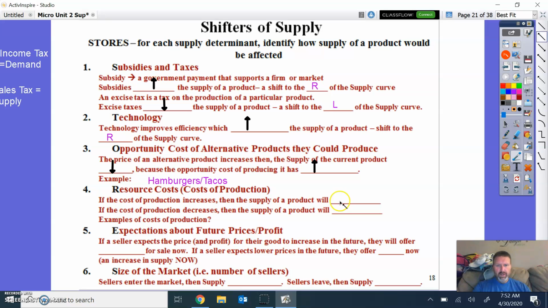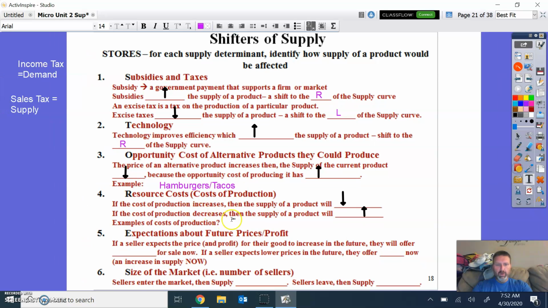Cost of production increases, supply of a product will decrease. Cost of production decreases, supply of product will increase. Okay, example of cost of production, we already talked about this one. Okay, steel and U.S. cars, right?